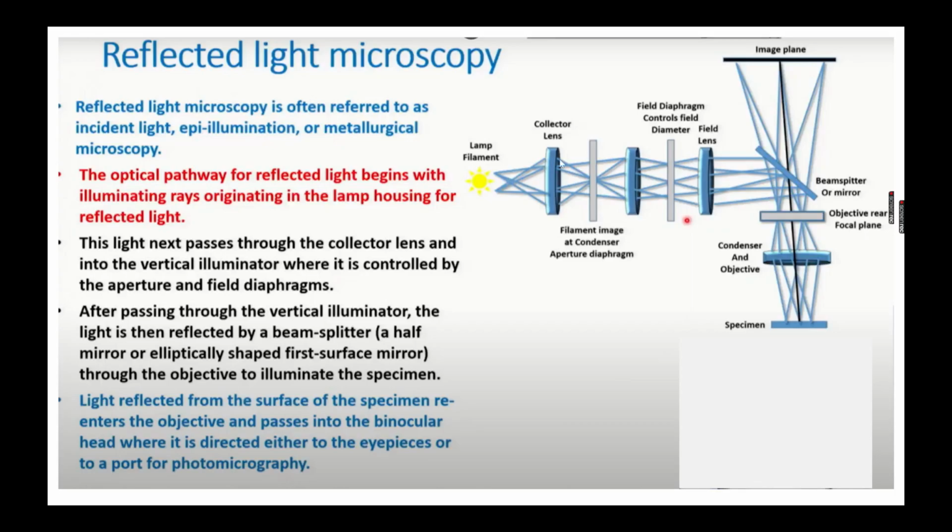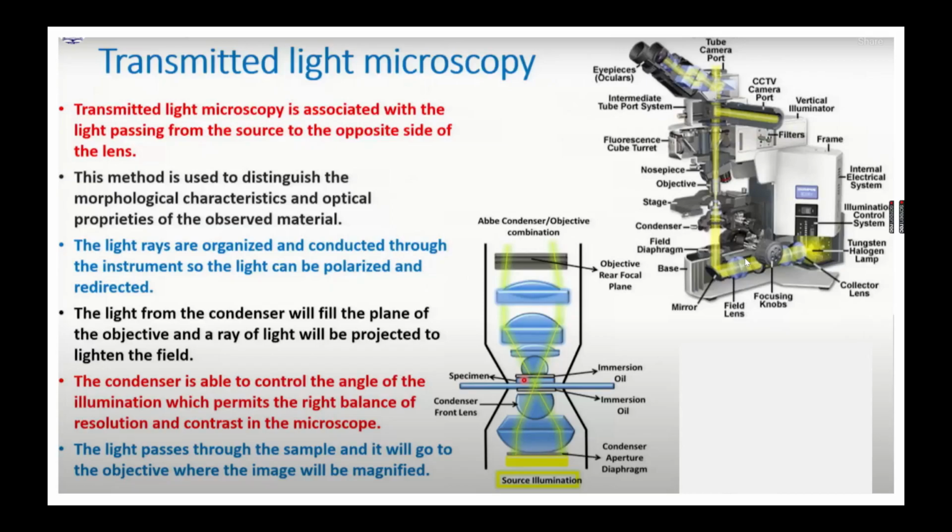Here the light is not transmitting. So here the light source is on this side and the objective lens is on this side. And we will see what exactly the difference is in transmitted light microscopy. So here this is the transmitted light microscopy. Here we have the source illumination, and here we have the condenser aperture, and this is our specimen.